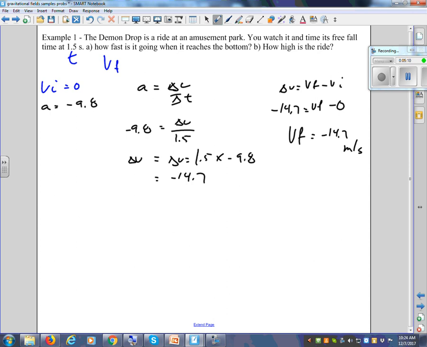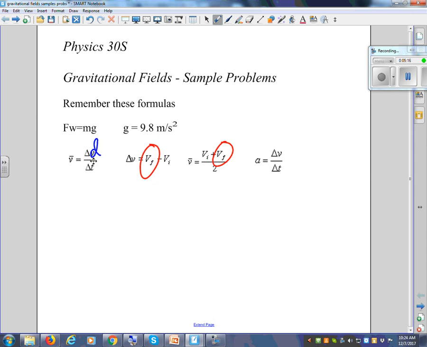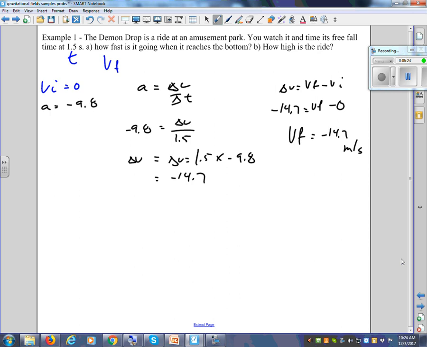How high is the ride? So we're looking for what value? We're looking for distance. Right, Jason? So which V do I use? I use V bar. So what number is that? Is that the 0? Is that the 14.7? Or something completely different? Something completely different. Because the 14.7, when does it actually become 14.7? Not until it gets to the ground. It's not going to 14.7 as it's falling. It never actually gets to 14.7 until it instantly touches the ground. So you have to find the average.